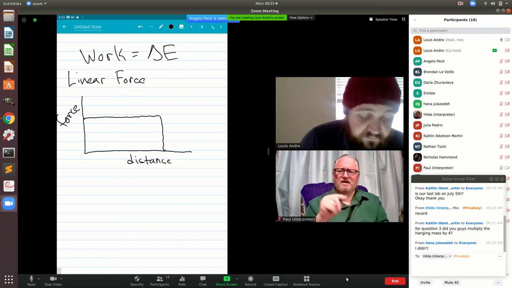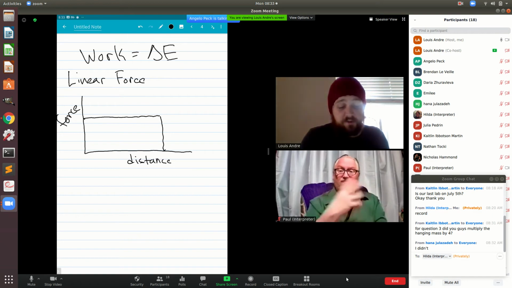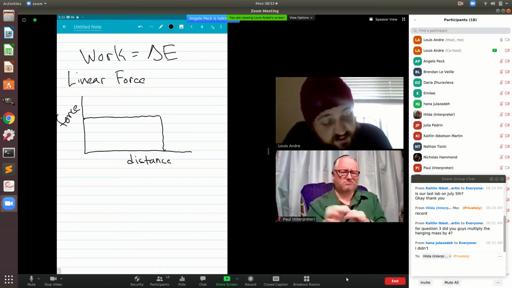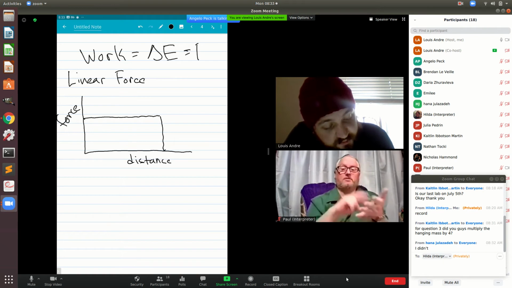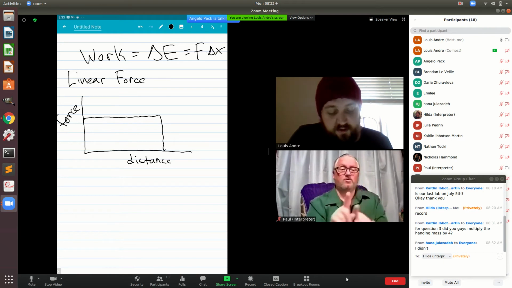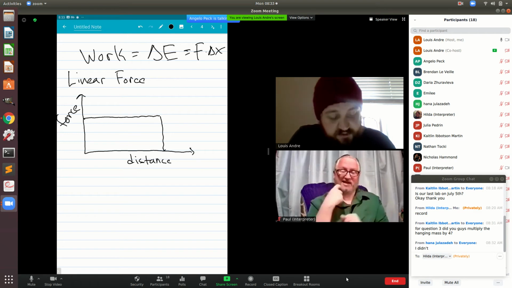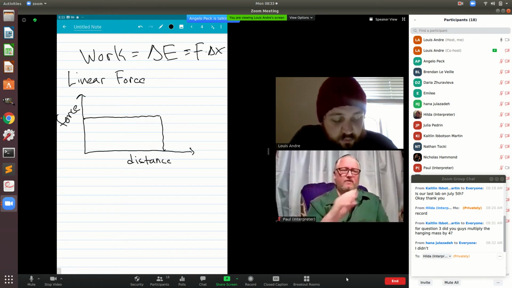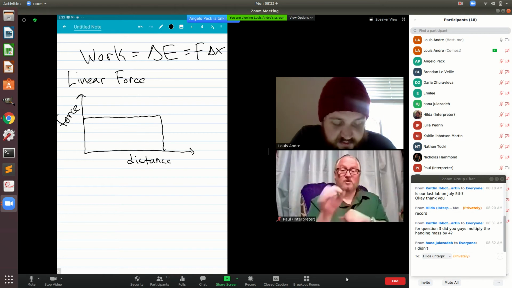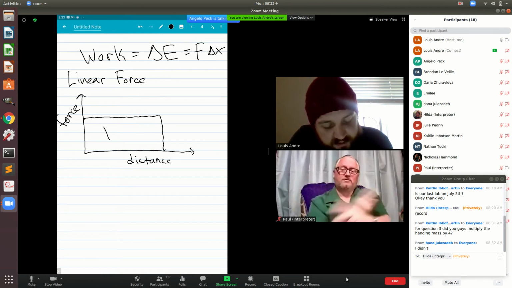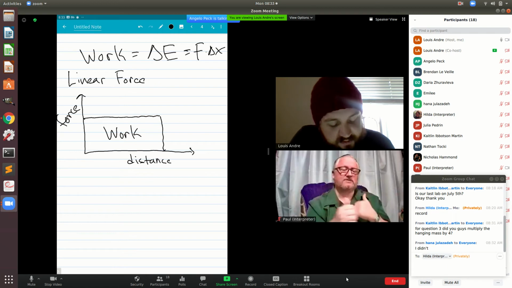Okay, so work is change in energy. Work is also force times distance. So if we look at this graph right here that I just made, which is a classic little force-distance graph, you can see that the work, being force times distance, is actually going to be the area under the curve, again, just like we did the other day.